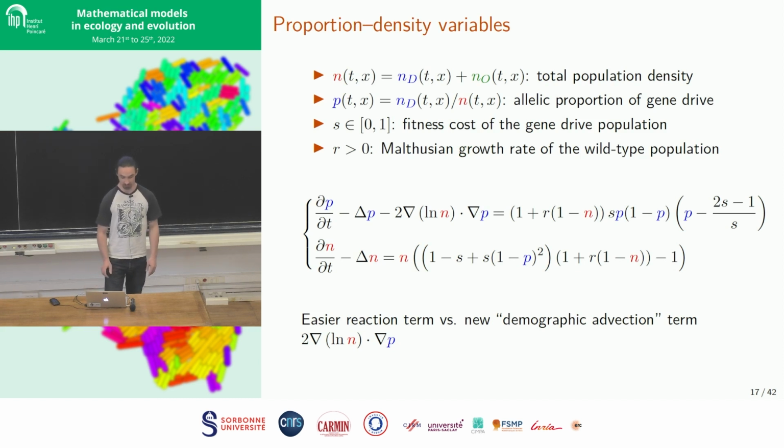You can rewrite the system in proportion density variables, because that's what we do in population genetics, and if you do so, you obtain this system that you might recognize from earlier talks this week. I want to draw your attention to this advection term with the gradient of the logarithm of n. By going to the proportion density variables, you simplify the reaction terms, and you don't have the possible zero denominator anymore, but you have this gradient of logarithm of n, which is also not defined when n is close to 0. So in both systems, you have a problem when you are close to eradication.